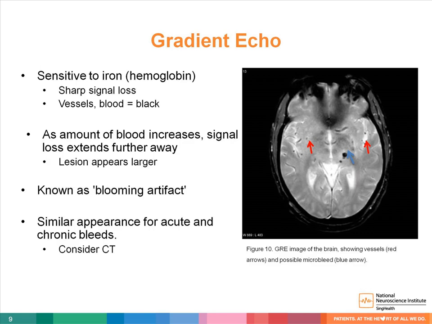Gradient echo sequences are sensitive to the presence of iron in hemoglobin, which causes a sharp signal loss in the immediate area. Therefore, blood and vessels appear black. The larger the amount of hemoglobin, the further the signal loss extends. This is known as a blooming artifact, as the lesion may appear larger than its actual size. The gradient echo sequence cannot discern the age of the bleed. Chronic hemorrhages also appear as blooming artifacts on the scan, due to iron-rich hemosiderin staining. A CT scan can help differentiate between new and old bleeds.